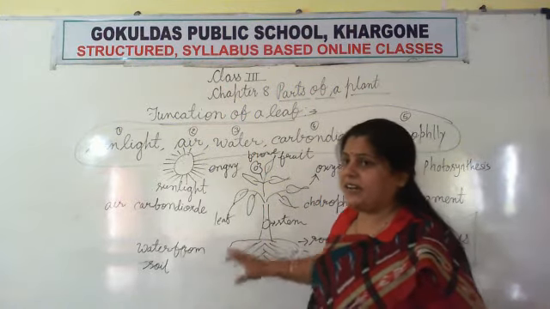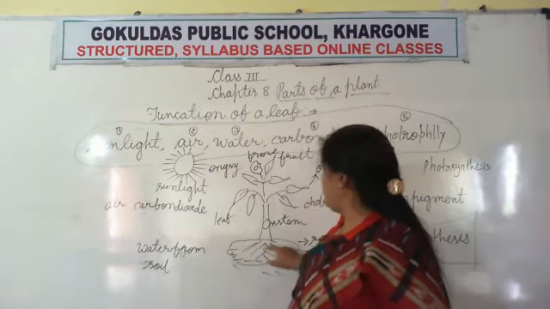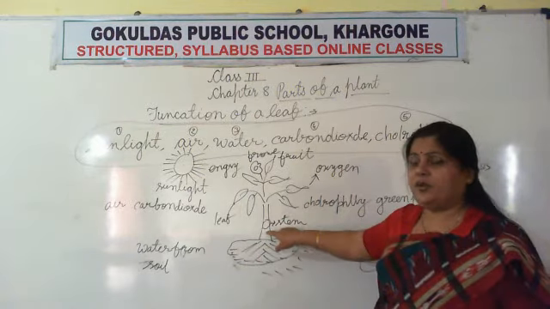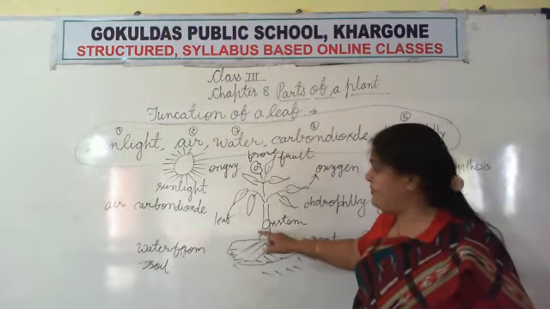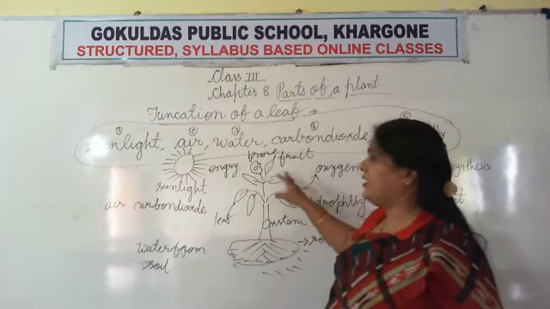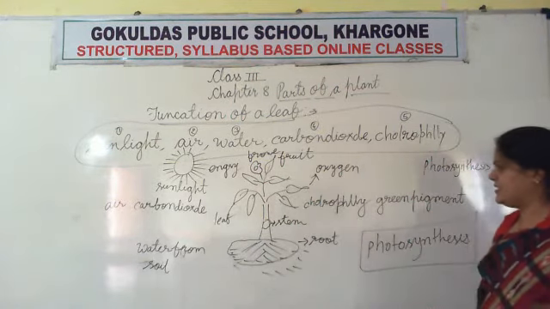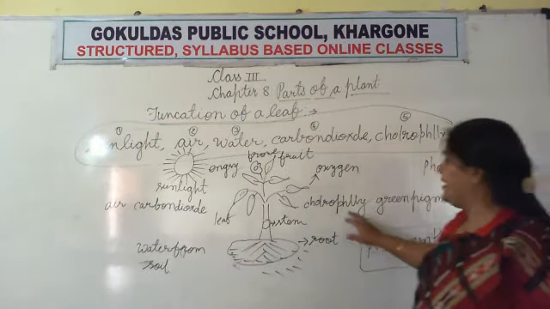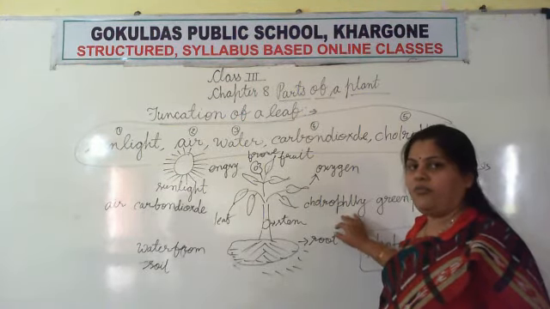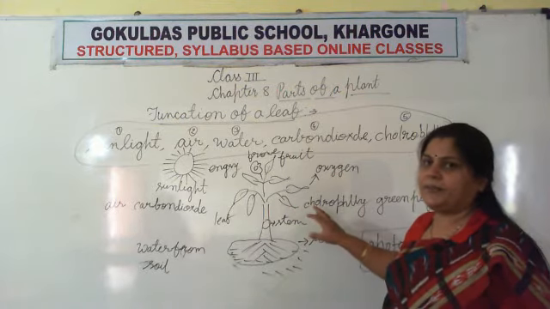The entire water is absorbed by the roots only, then it goes into the stem, and then the stem passes the water to each and every part of the plant, right? And there is already a green pigment which is called chlorophyll. It is already in the leaf only.